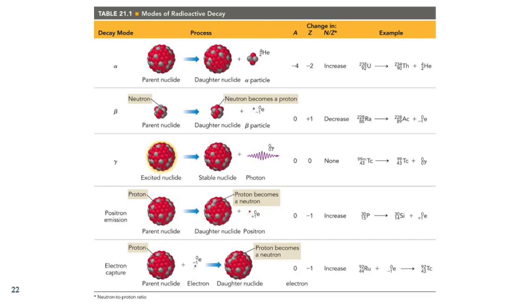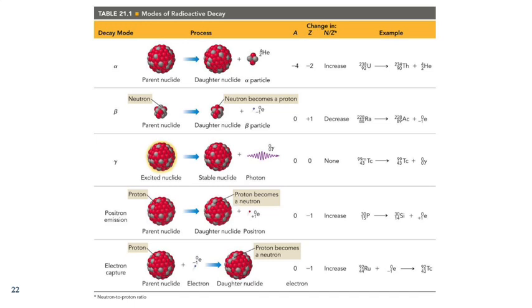To our summary here. So here's the beta particle, right? In the beta particle, this -1 tells us that we're losing a neutron. So a neutron becomes a proton. In positron emission, the opposite happens and a proton becomes a neutron.